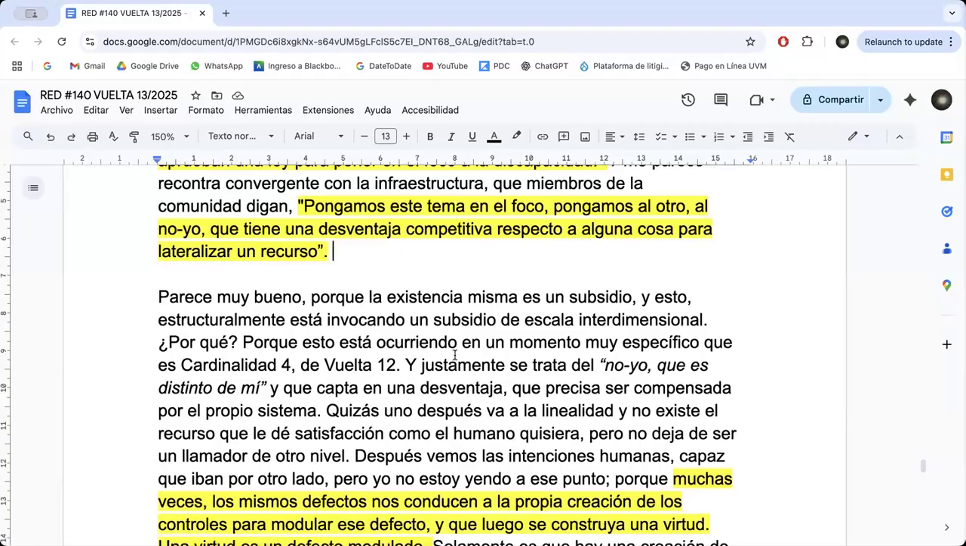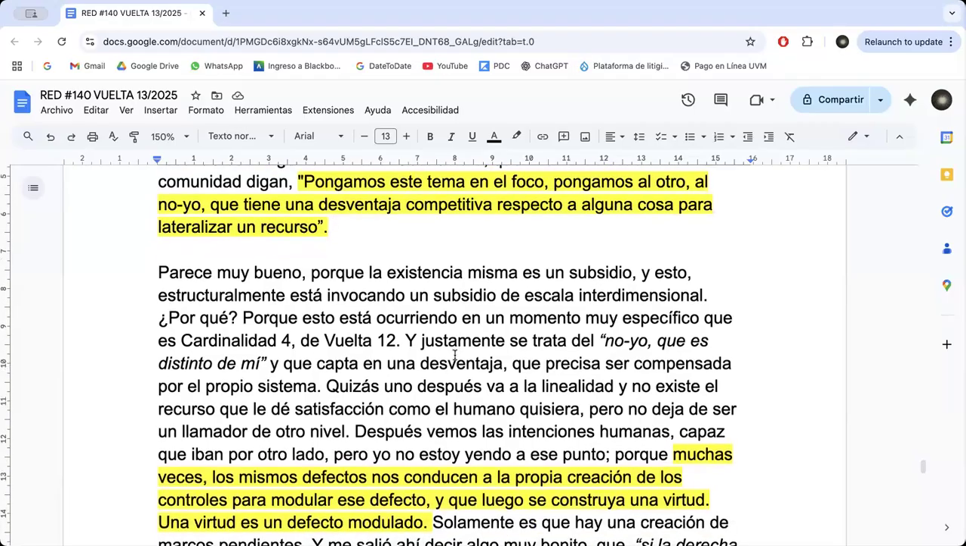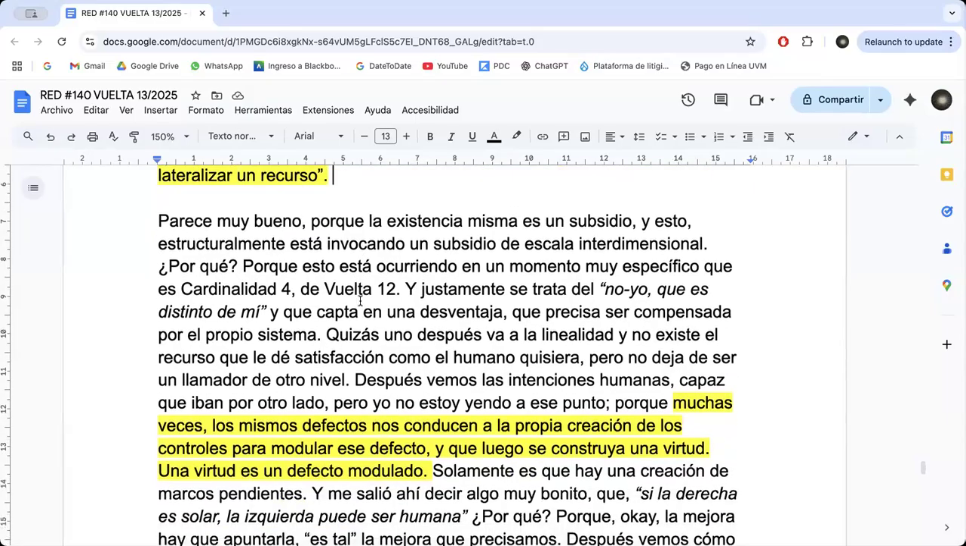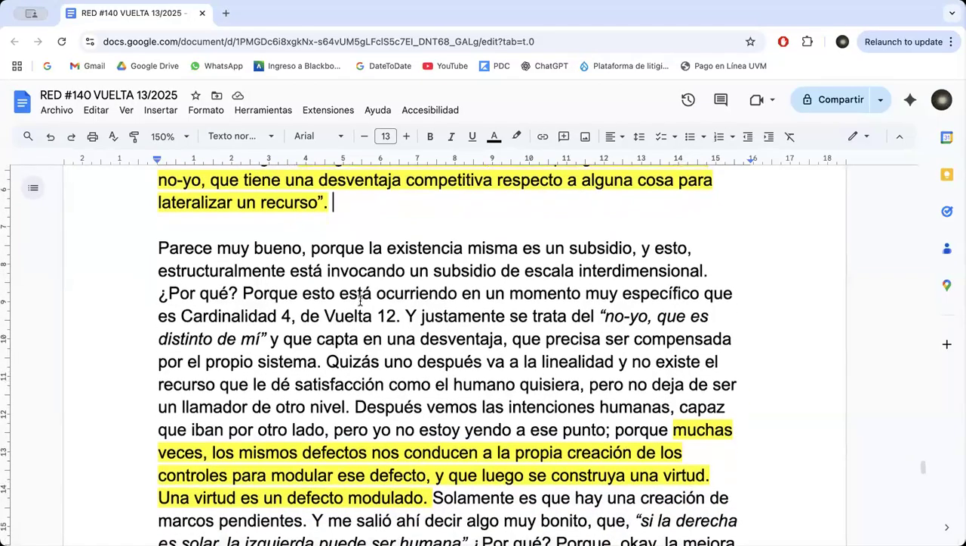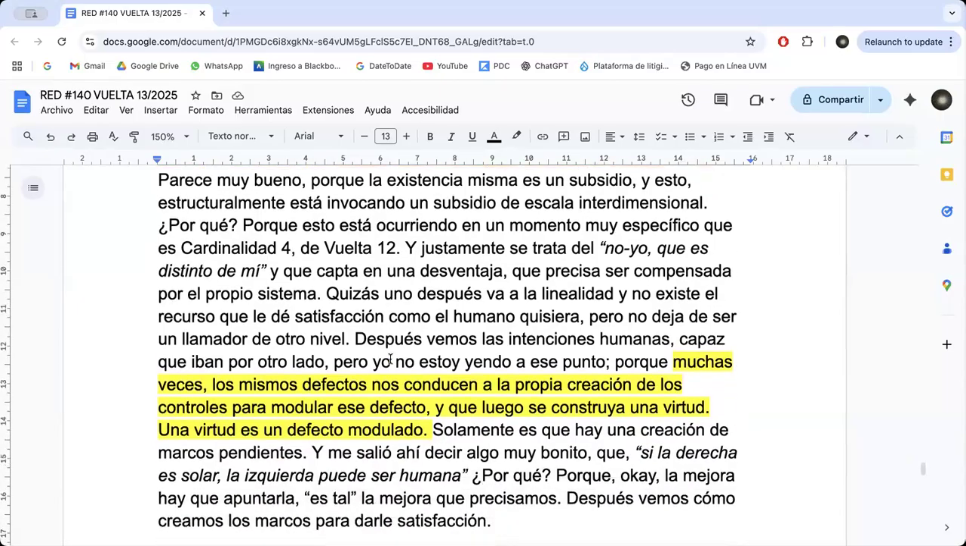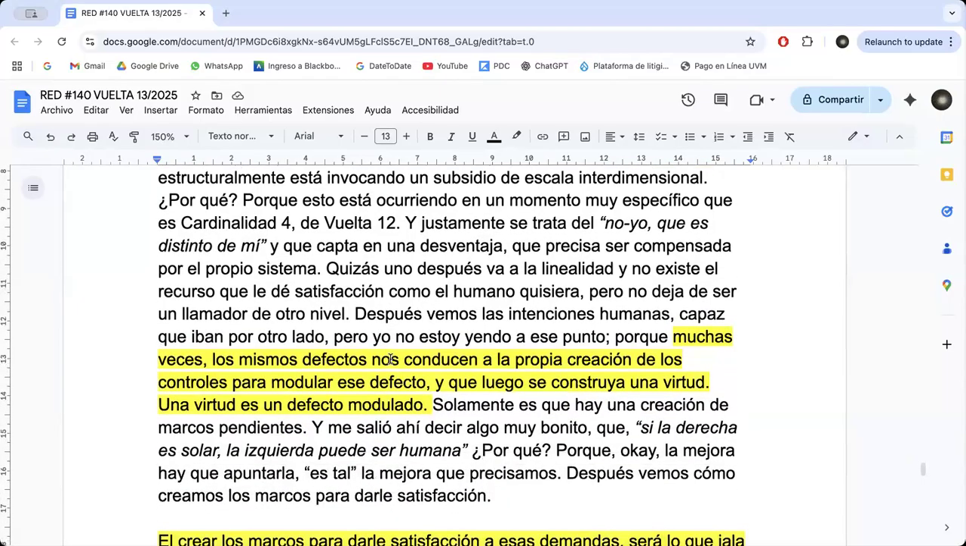So she thinks that it's really convergent with the infrastructure that some members of the community say, let's put this issue in the spotlight. Let's put someone else in the spotlight, someone else that isn't me, someone that has a competitive disadvantage, a disability, so that we can create and lateralize a resource. So she says this is really good because existence itself is subsidized. And structurally, this thing of creating a new resource for someone that has a disadvantage has to do with a sort of subsidizing in this interdimensional scale.